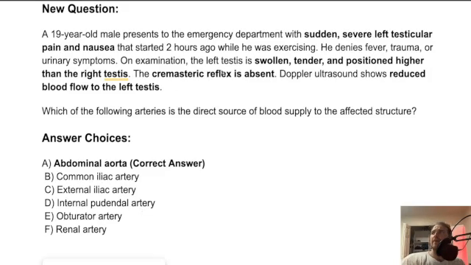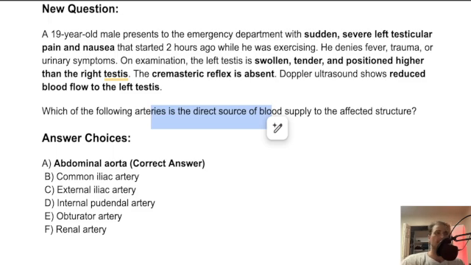Okay, 19-year-old male, sudden severe left testicular pain. The testis is swollen, tender, positioned higher than the right, and the cremasteric reflex is absent, with reduced blood flow. Which of the following arteries is the source? So this is going to be a blood supply question.